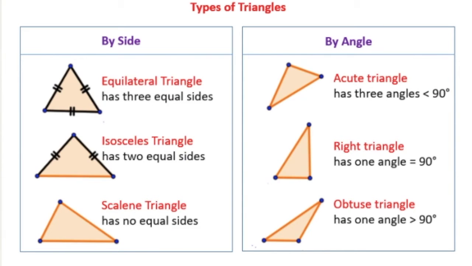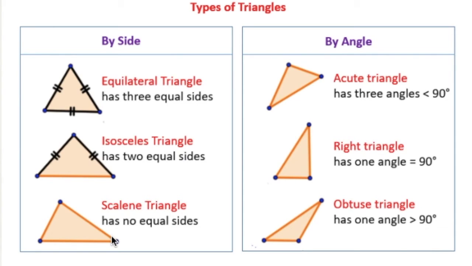Triangles. There's different types of triangles. If you go by sides, there's the equilateral triangle, means all three sides are the same size. Isosceles triangle means only two of the sides are equal and the same. Scalene triangle, none of the sides are the same.